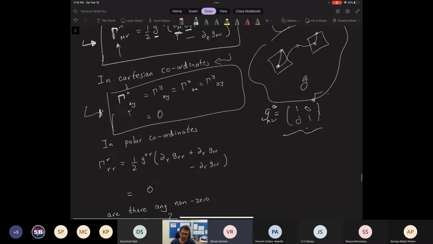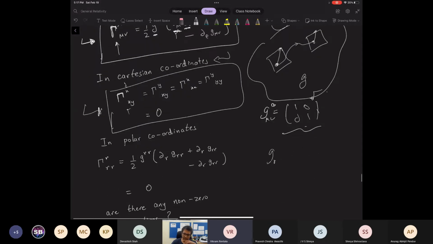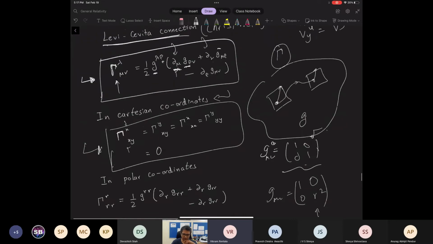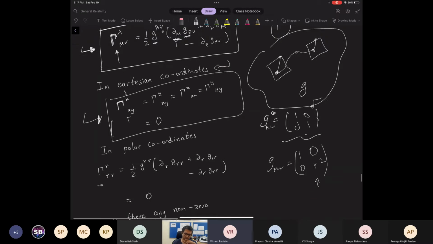Okay, now you can do the same thing in polar coordinates. In polar coordinates, we've seen that our metric looks like this: 1, r squared. Now this is clearly coordinate dependent, but it only depends on r. It doesn't depend on theta. So now we can try to work out a few Christoffel symbols in polar coordinates. For example, we could work out gamma r r r. Let's write down what it is.